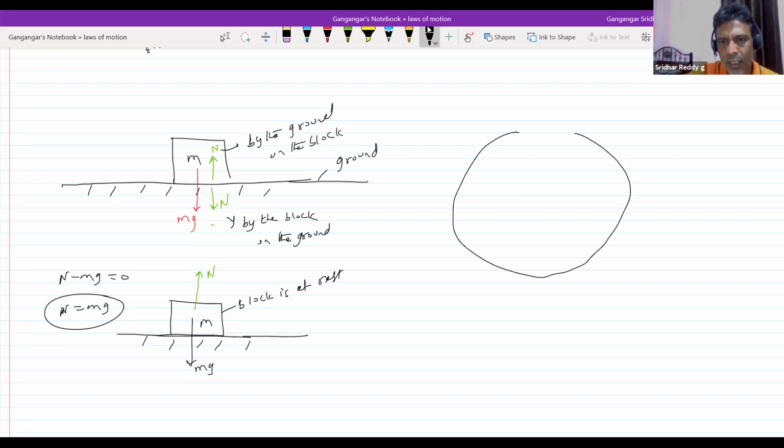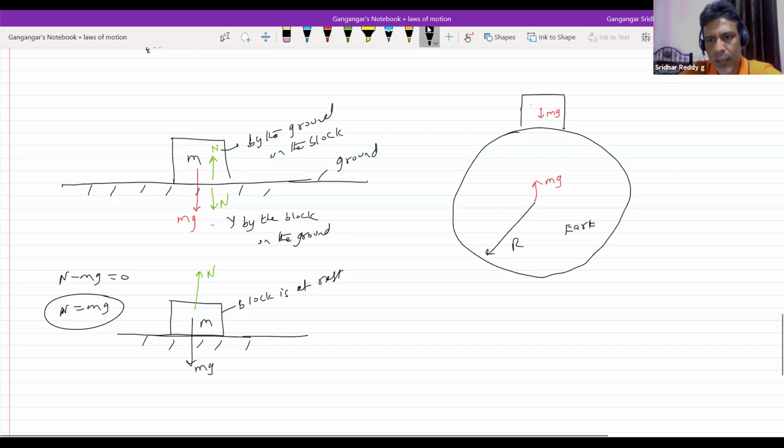I will just go for the earth. This is the earth, no? This is the block which is kept. Let's analyze all this. So what is mg? Mg is the force exerted by the earth on the block. Similarly, the block will exert a force on the earth. Then what is the normal contact? Normal contact is this one. The earth will exert a force on the block. I'm showing it here.